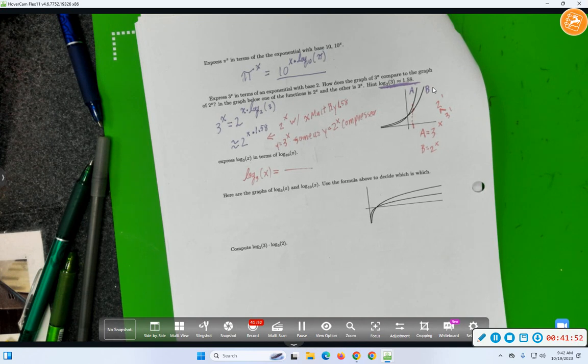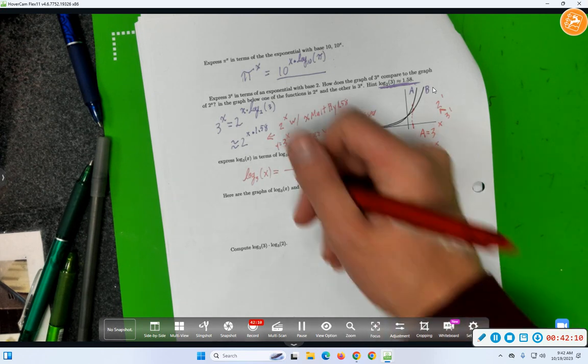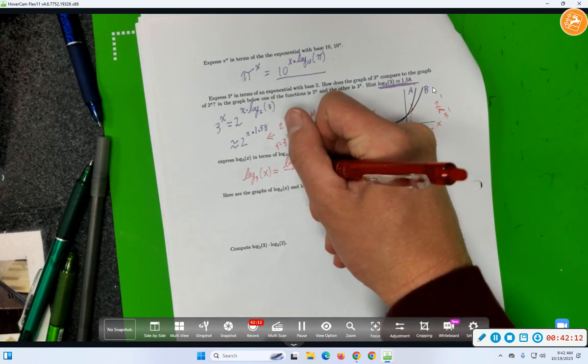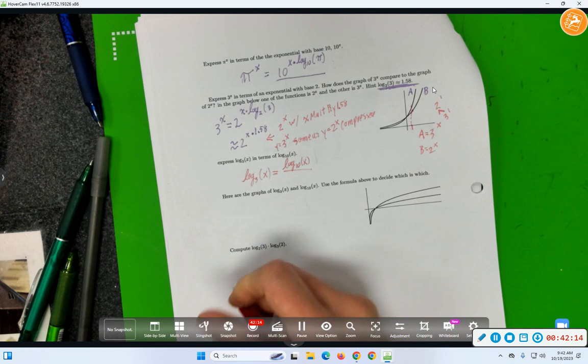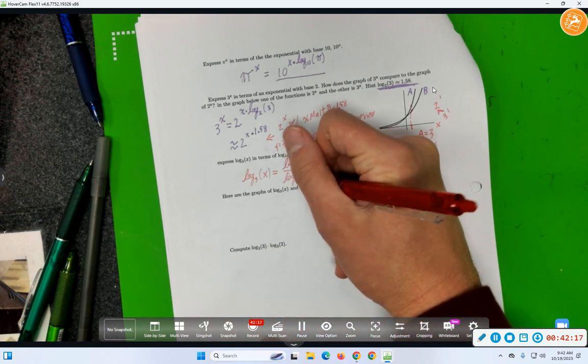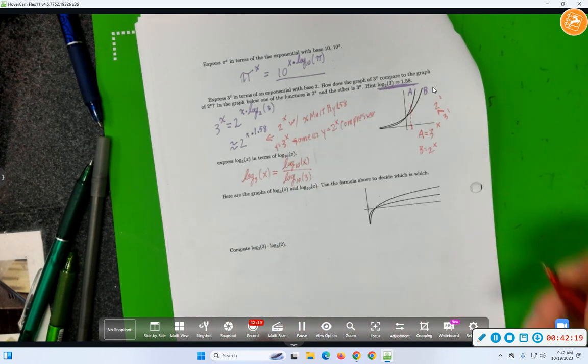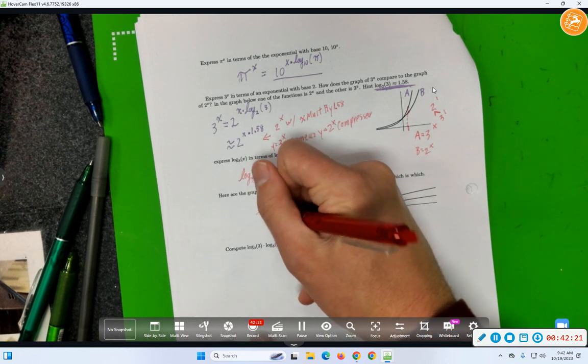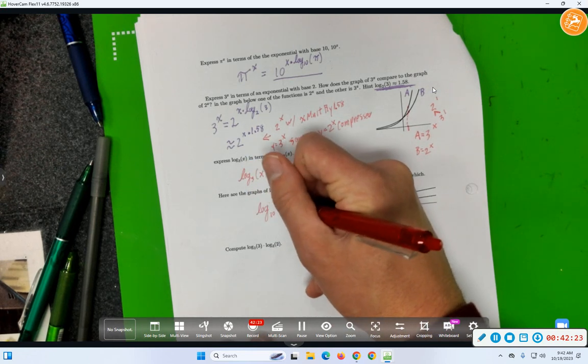Well, what should I use as A if I want to use this formula? 3. What should I use as B? 10. So let's write this side down with B equals 10, A equals 3. Log base 10 of x divided by log base 10 of 3.